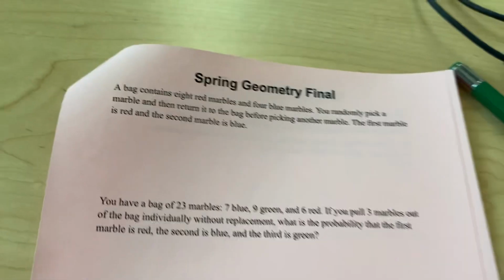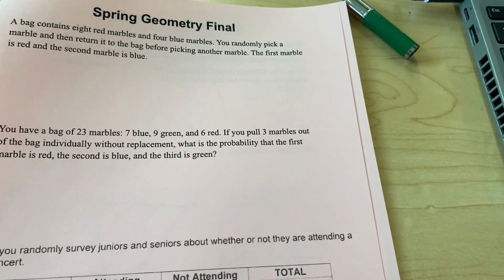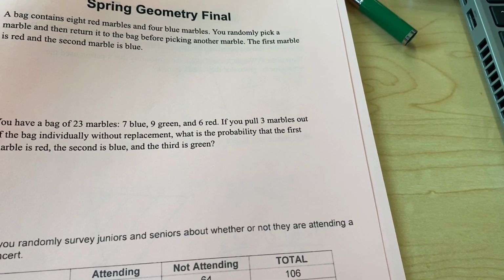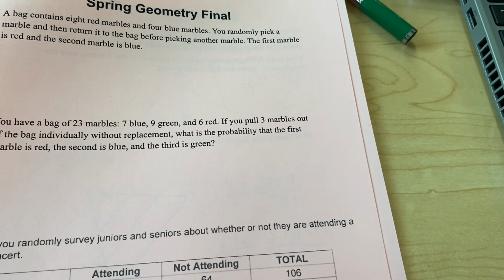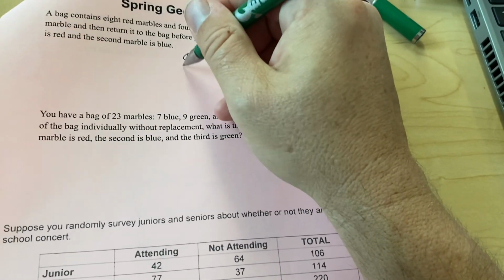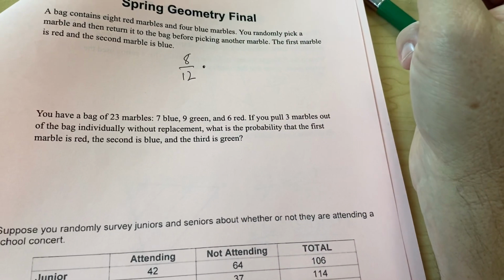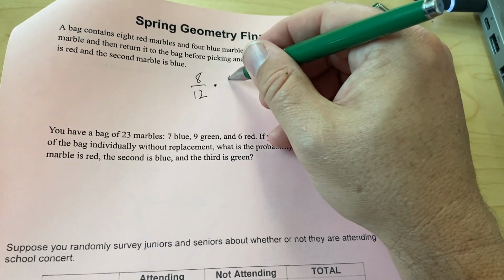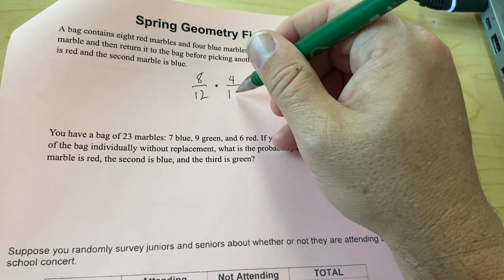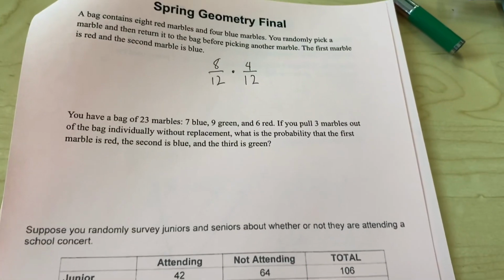A bag contains 8 red marbles and 4 blue marbles. You randomly pick a marble, then return it to the bag before picking another marble. First one's red, the second one's blue. So the first one being red, that's 8 out of the 12. And then I would need to multiply that. It says the second marble's blue. There's 4 of those, and I put the marble back, so I still have 12 in the bag.